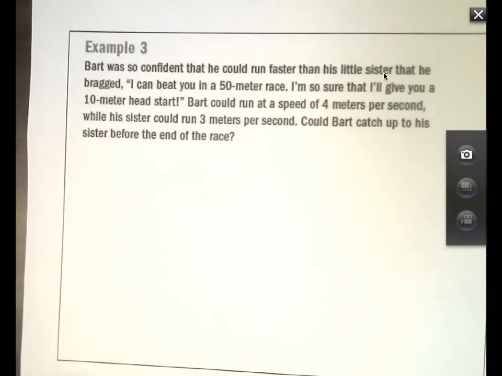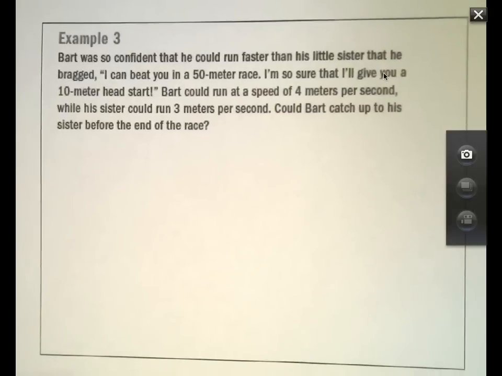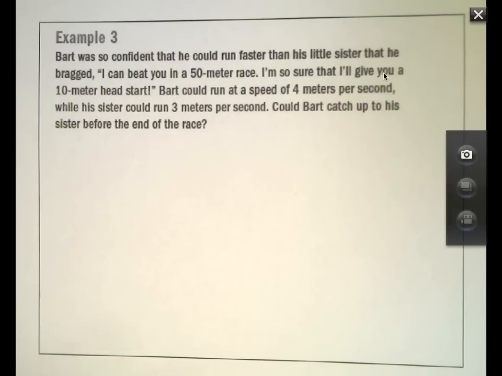Moving on to example 3. This is a good one. Kids racing against each other. Bart was so confident that he could run faster than his little sister that he bragged, "I can beat you in a 50-meter race. I am so sure that I'll give you a 10-meter head start." Bart could run at a speed of 4 meters per second, while his sister could run 3 meters per second. Could Bart catch up to his sister before the end of the race?